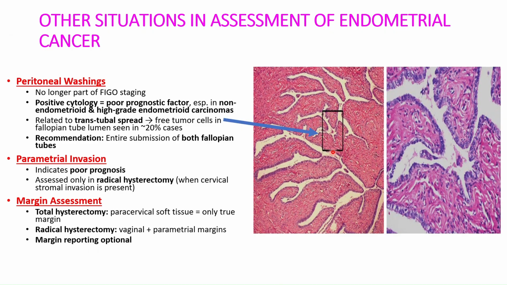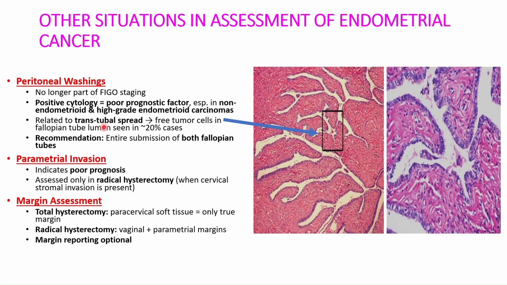Now, what are the other situations where we have to assess for invasion? Like peritoneal washing. This is not a part of FIGO staging, but it indicates poor prognosis. So whenever we find positive cytology, it suggests non-endometrial or high-grade endometrial carcinoma.